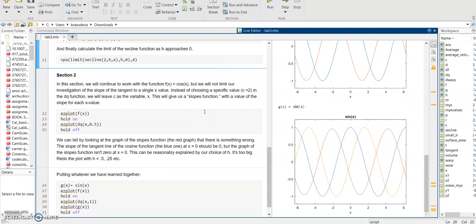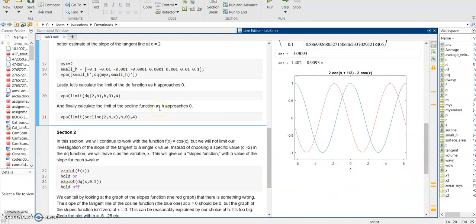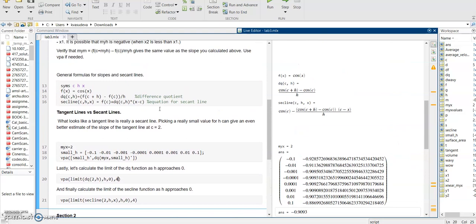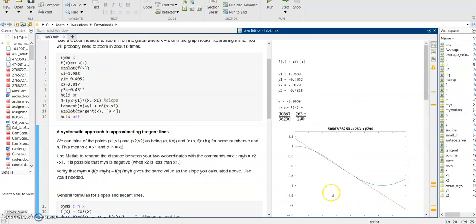Section 2 is putting together whatever we have learned. Here I am taking two functions to compare the slopes of one function with the other. My first function is f of x, which is cosine of x. We are trying to investigate the slope of the tangent at a single x value. We fixed a point at which a tangent line has to be plotted. We fixed x is equal to 2. We just have one tangent at x is equal to 2.